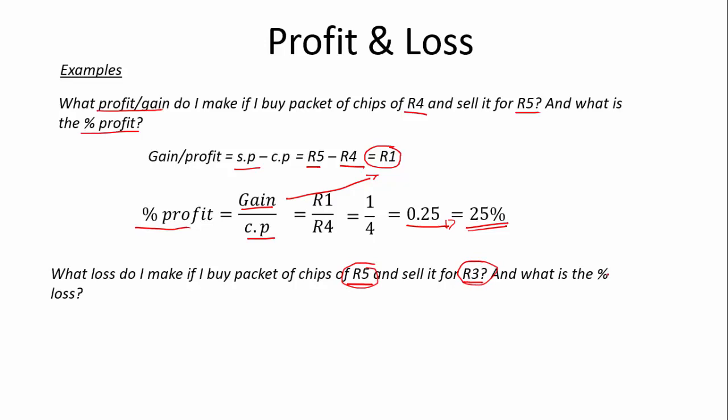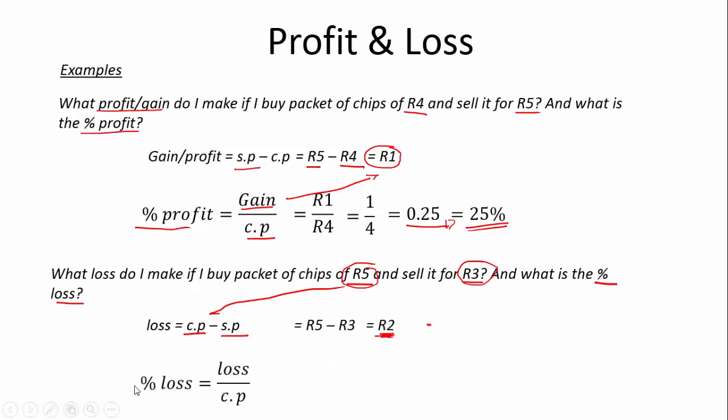That's not very good business, so we're going to make a percent loss, right? So the loss now is the cost price minus the selling price. So the cost price we know is 5 Rand and the selling price we know is 3 Rand. So we have lost 2 Rand in this endeavor, right? So the percent loss is the loss over the cost price. So what is that? 2 Rand divided by 5 Rand.